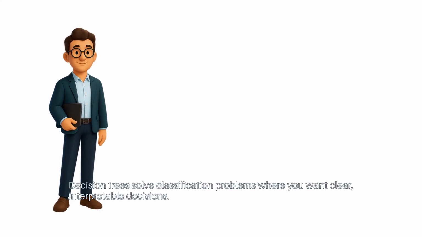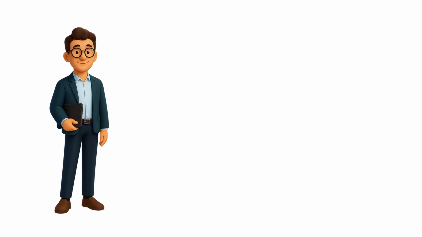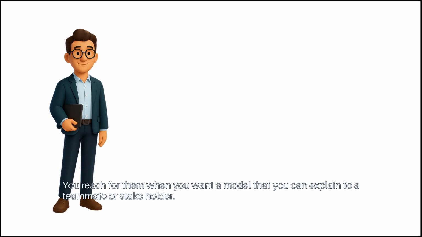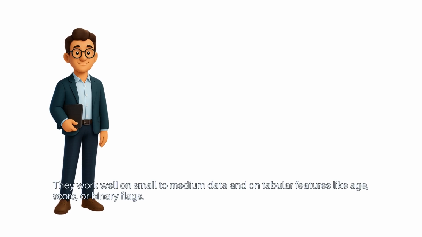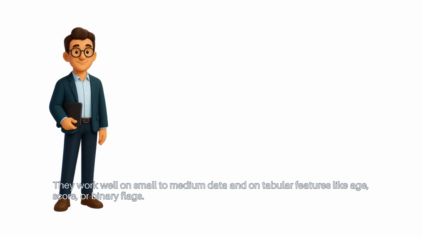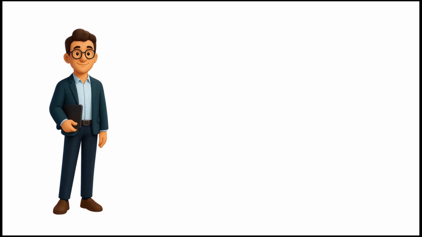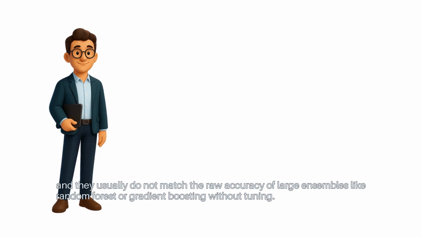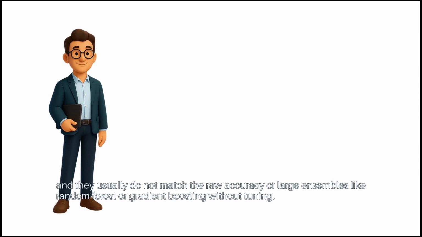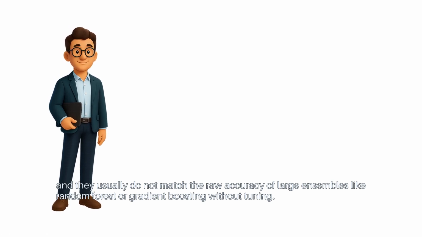Decision trees solve classification problems where you want clear, interpretable decisions. You reach for them when you want a model that you can explain to a teammate or stakeholder. They work well on small to medium data and on tabular features like age, score, or binary flags. The trade-off is that they can overfit when allowed to grow deep, and they usually do not match the raw accuracy of large ensembles like random forest or gradient boosting without tuning.